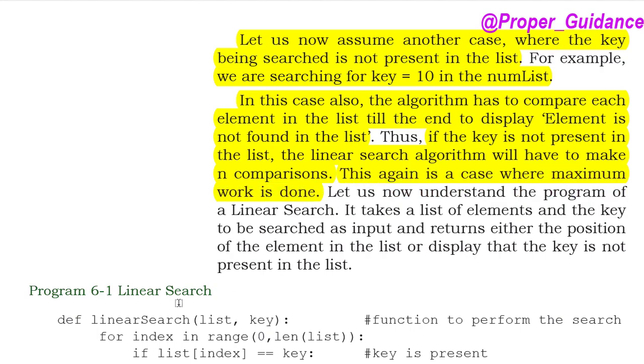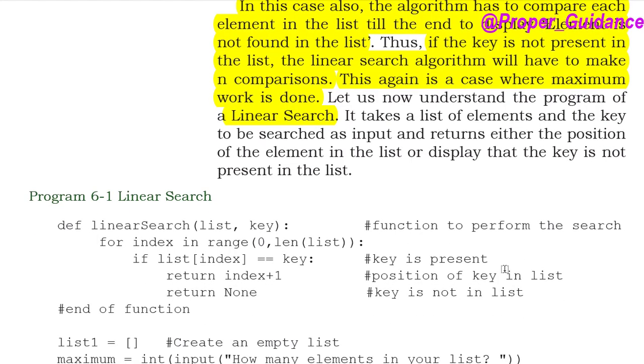Let us now understand the program of a linear search. It takes a list of elements and the key to be searched as input, and returns either the position of the element in the list or displays that the key is not present in the list. This is the main thing. Linear search works like that.